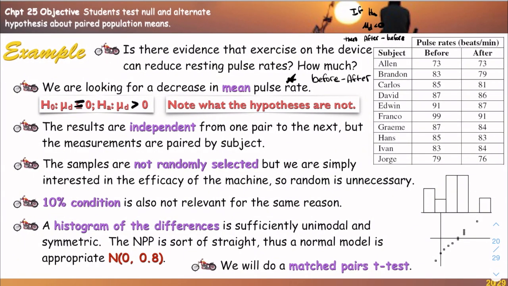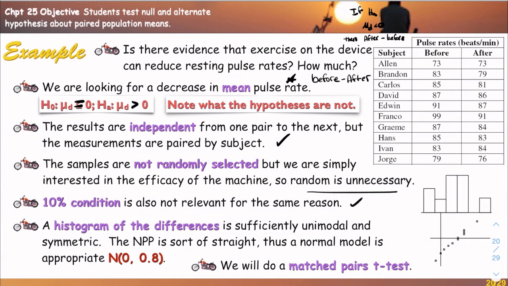So the results, we can say, are independent from one pair to the next, but the measurements are paired by subject. So the before and after are definitely not independent of each other. The samples are not randomly selected, but we're simply interested in the efficacy of the machine, so randomness is unnecessary. We don't need this for a pre-test, post-test. Likewise, the 10% condition is also not relevant for the same reason.